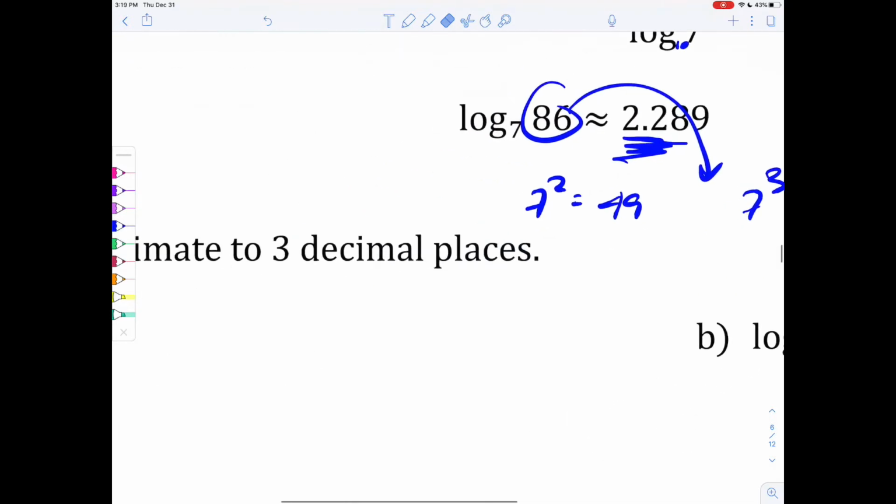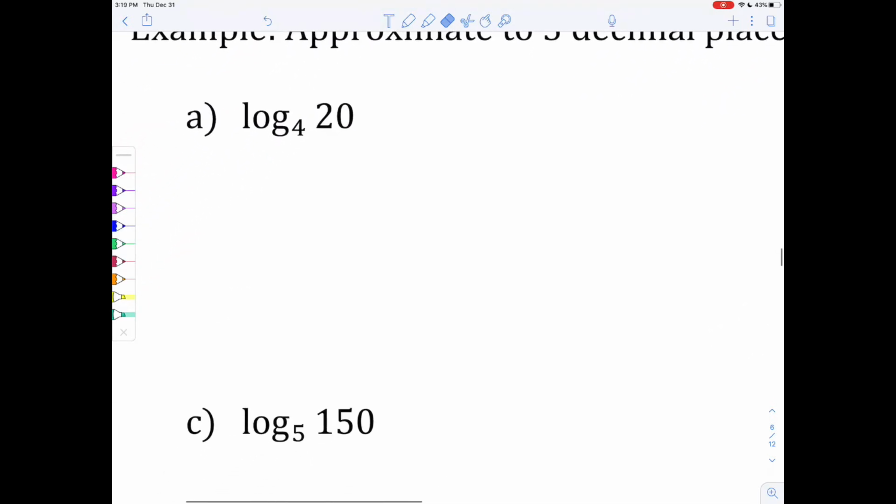I'll leave that there. So just straight up try these 4 on your own real quick. Make sure you can evaluate those logs and make sure that they make sense, that you can justify why the values make sense to you.